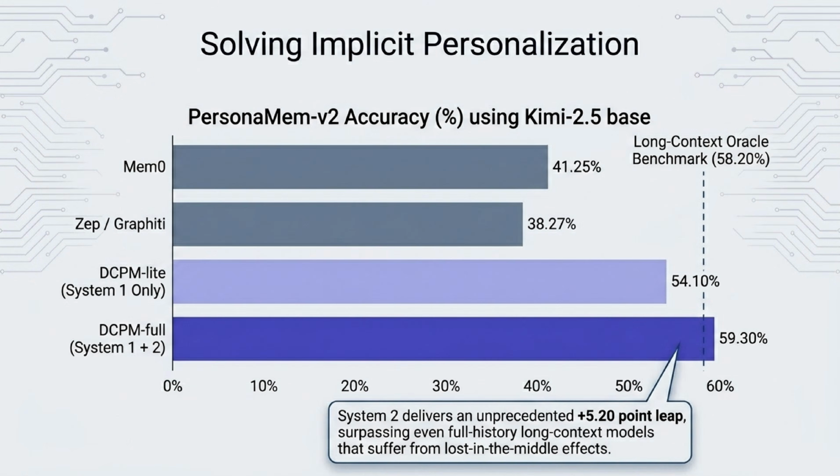The impact on implicit personalization is phenomenal. When benchmarked on PersonaMem v2 accuracy, standard tools like Zep and Mem0 score around 38 to 41%. DCPM Lite, relying only on System 1, jumps to 54.1%. But DCPM Full reaches an incredible 59.3%, surpassing even full history long context Oracle benchmarks that frequently suffer from lost-in-the-middle effects. System 2 alone delivers an unprecedented 5.20-point leap.